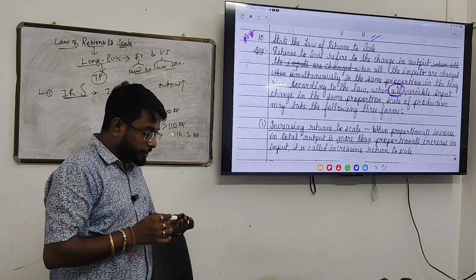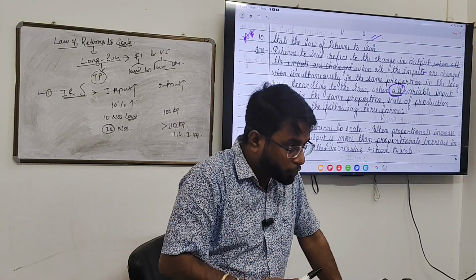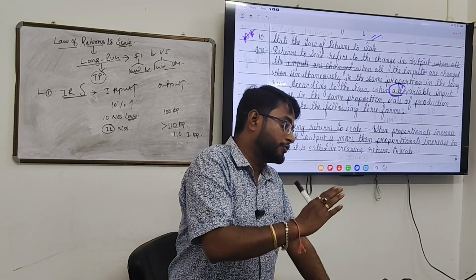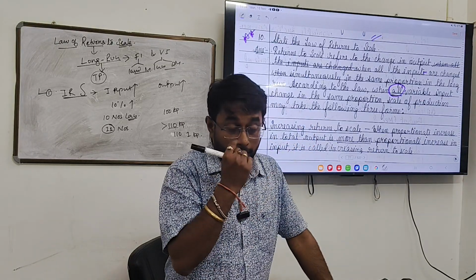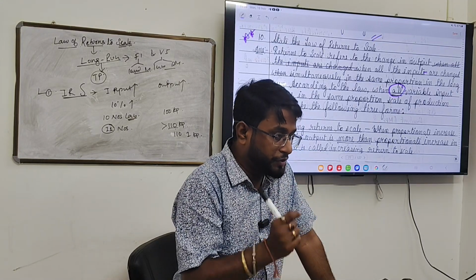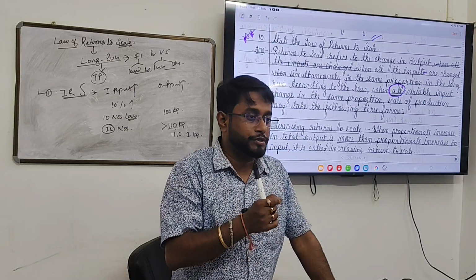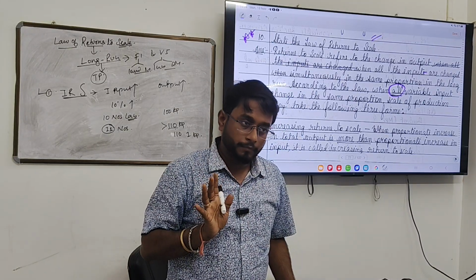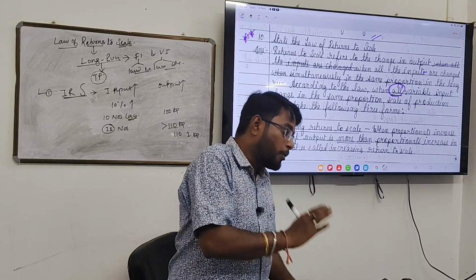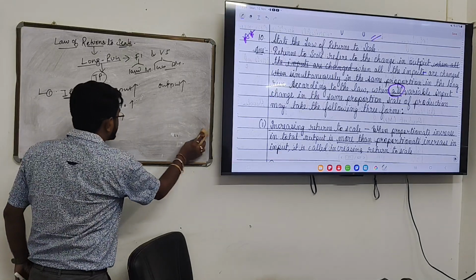What is the producer saying? When a producer increases the amount of input, the increase in the output will be more than the increase in input. Rather, let us use the word percentage. That is, the percentage increase in output is more than the percentage increase in input. Am I clear? The percentage increase in output is more than the percentage increase in input. Now the question is, why is this happening?